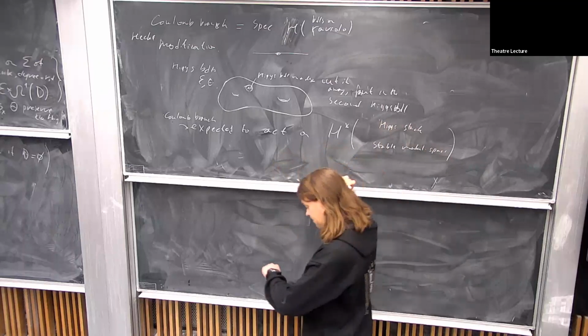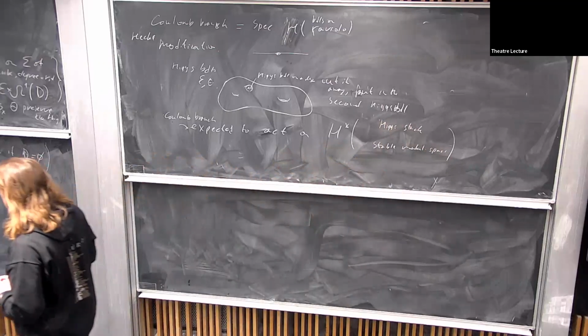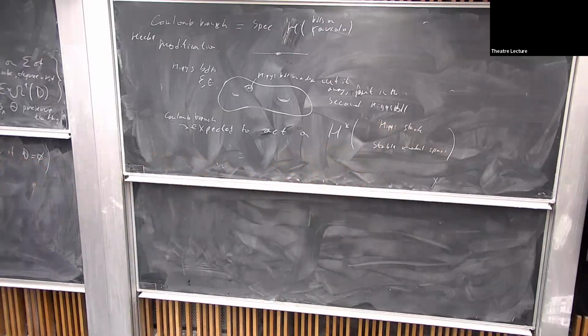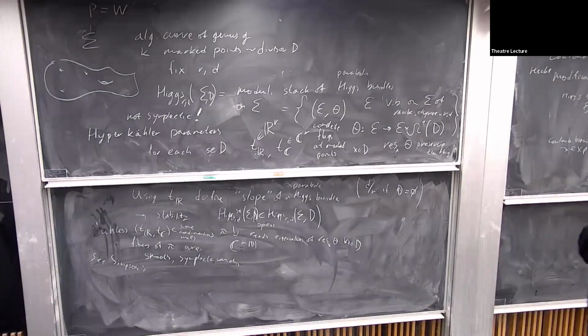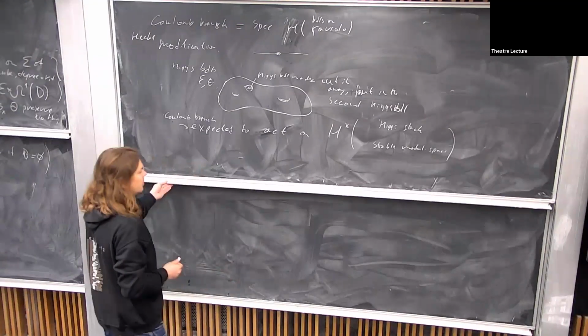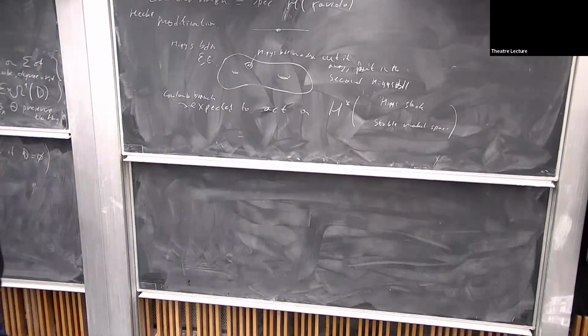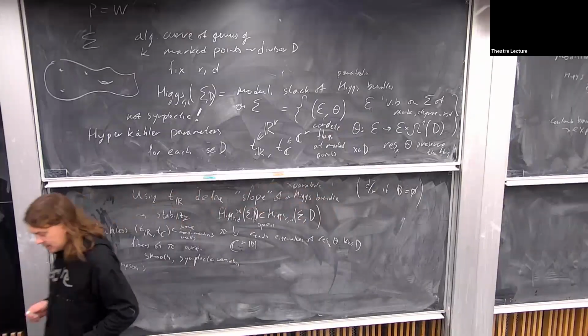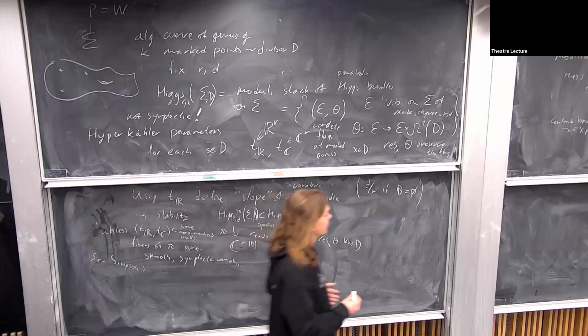I'm sorry, you're talking specifically about the Coulomb branch of the Jordan quiver? Yeah. Right. Okay, so that's how we logically arrive at what I'm going to speak about.